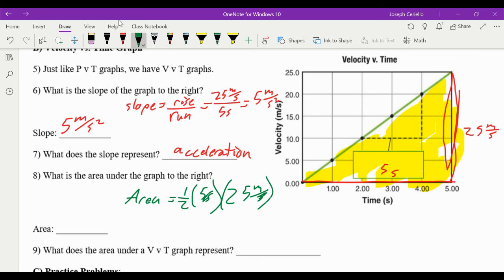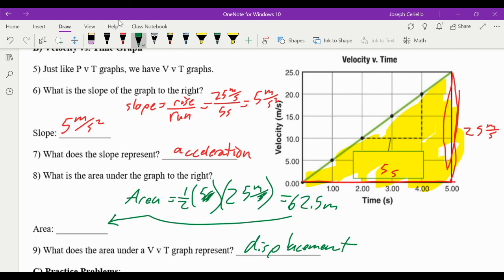Our seconds cancel. Multiply across. I should end up getting, let's see, 62.5 meters. All right. So those units tell me that the area under a velocity versus time graph represents displacement or like distance traveled, position, something like that.